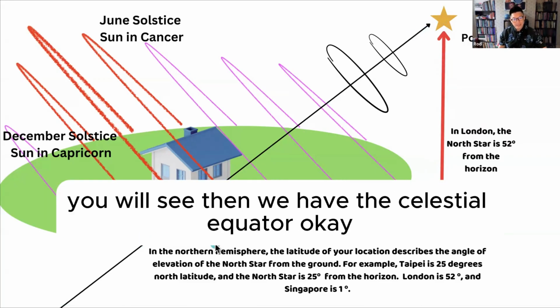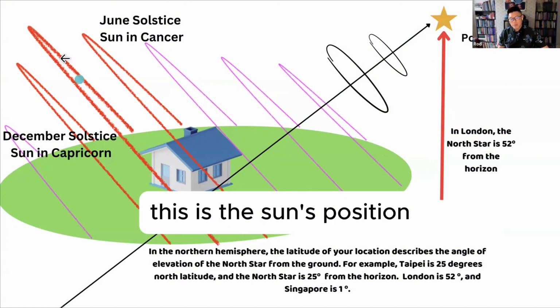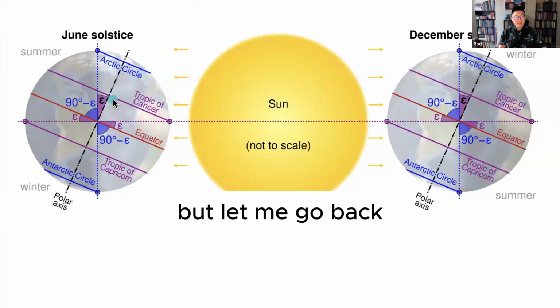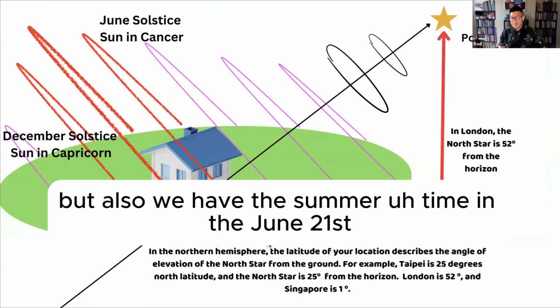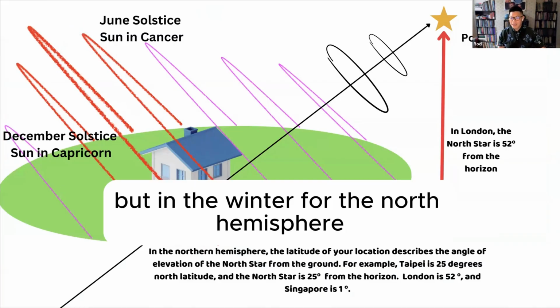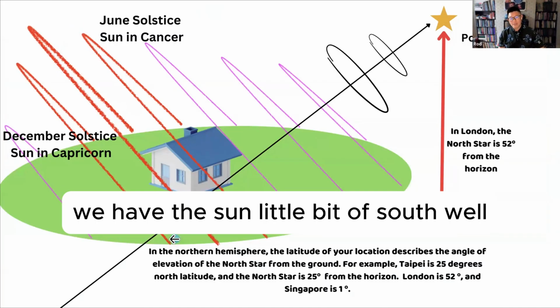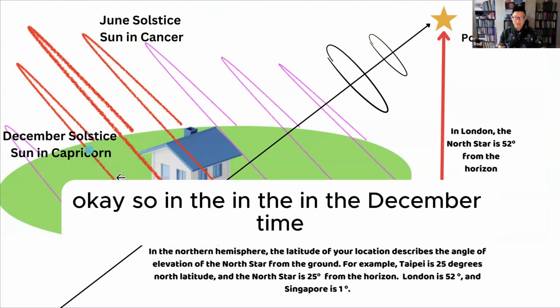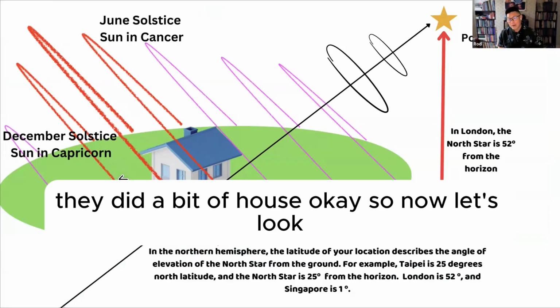But when we look like this, you will see that we have the celestial equator. This is the sun's position around March 21st and September 23rd. But let me go back. We also have the summer time on June 21st. Then the sun is a little bit more north, but in the winter for the Northern Hemisphere, we have the sun a little bit south. In the Southern Hemisphere, this is reversed. So in December, a little bit south. Okay, so now let's look.